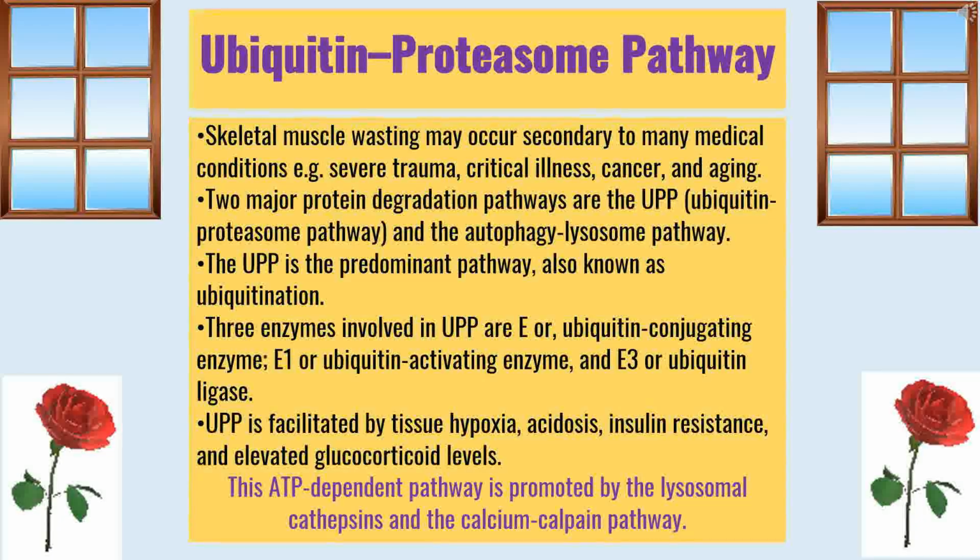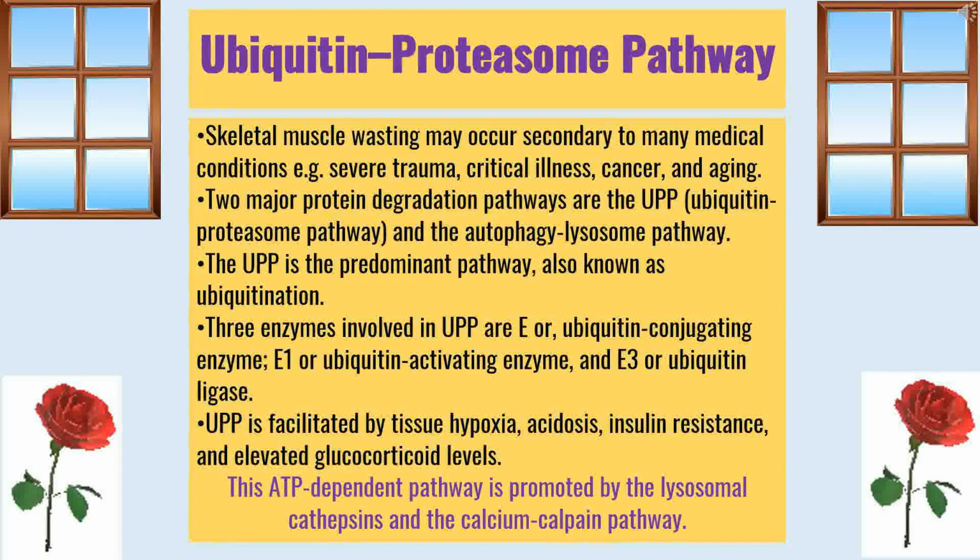But the predominant mechanism is the UPP, or ubiquitin proteasome pathway. This response is facilitated by tissue hypoxia, acidosis, insulin resistance, and elevated glucocorticoid levels. It is an energy-consuming, ATP-dependent pathway facilitated by the lysosomal cathepsins and the calcium-calpain pathway. In this pathway, there is the degradation of myofibrillar or muscle proteins into free amino acids.